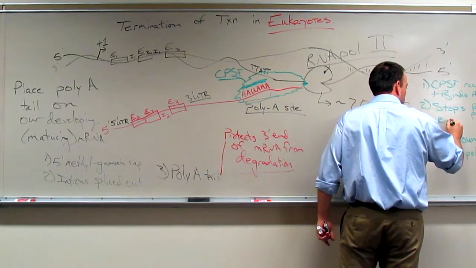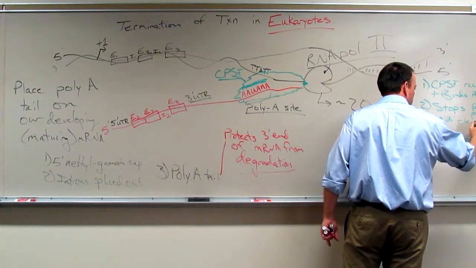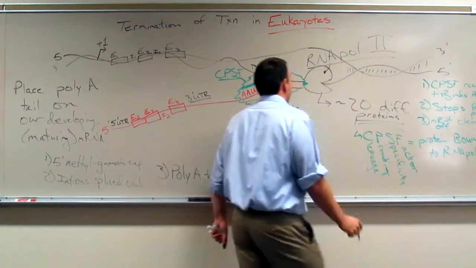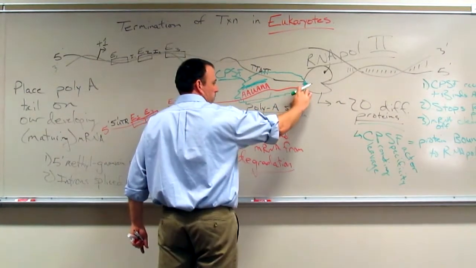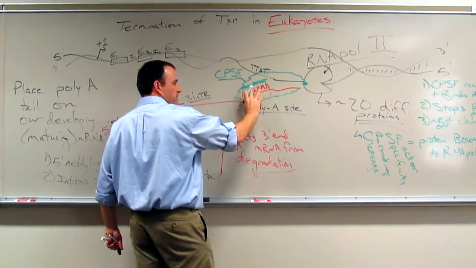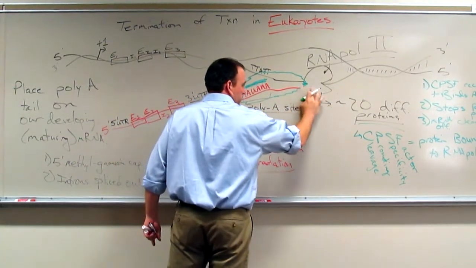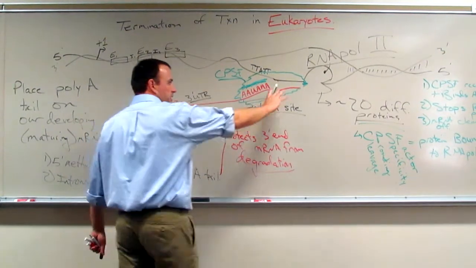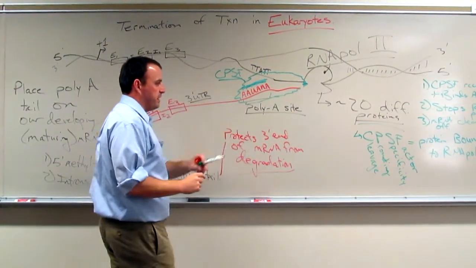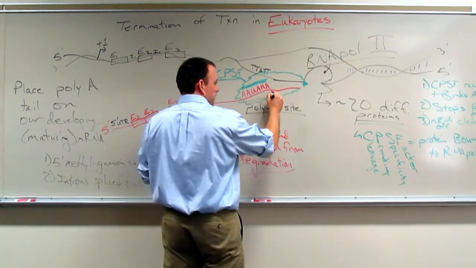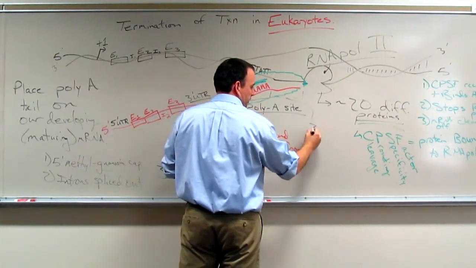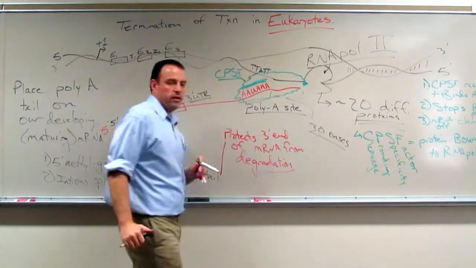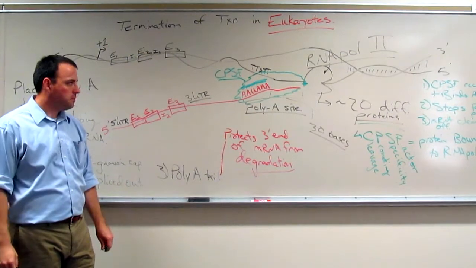So the mRNA is cleaved, and it results in this whole thing with CPSF bound to this mRNA falling off from the DNA, falling away from RNA polymerase, and what we have is CPSF and generally about 30 bases of RNA with it. Okay?